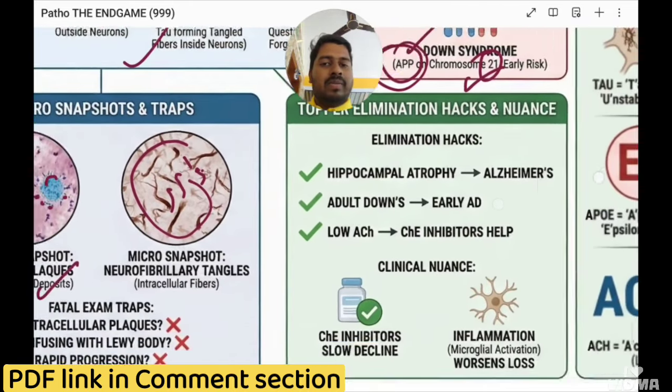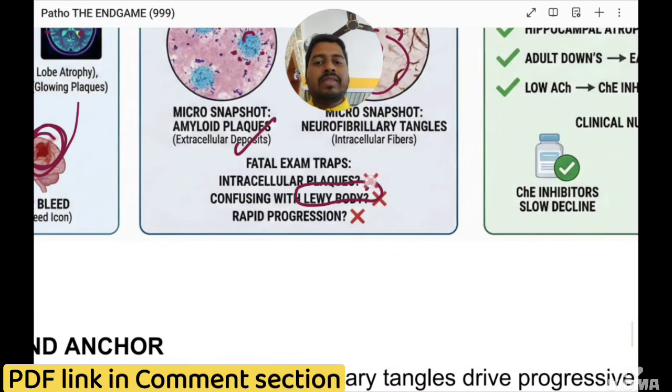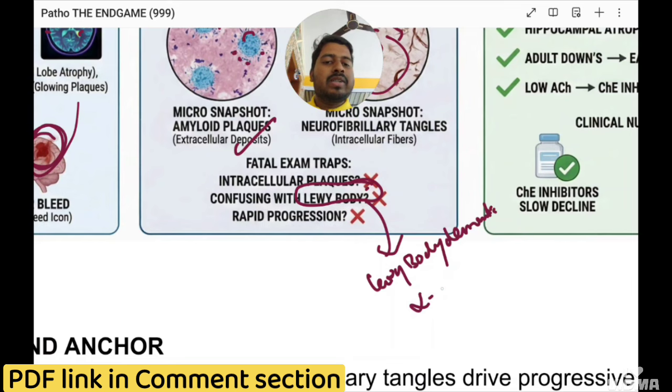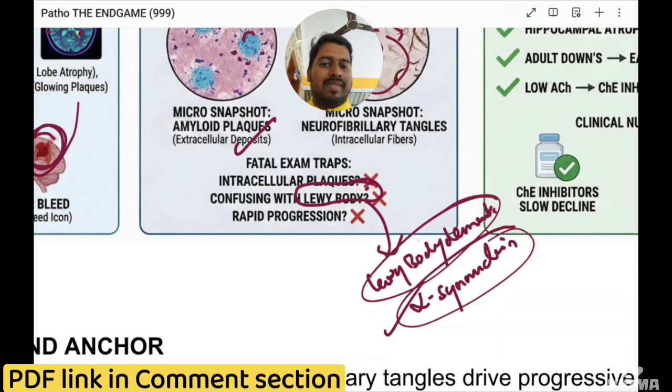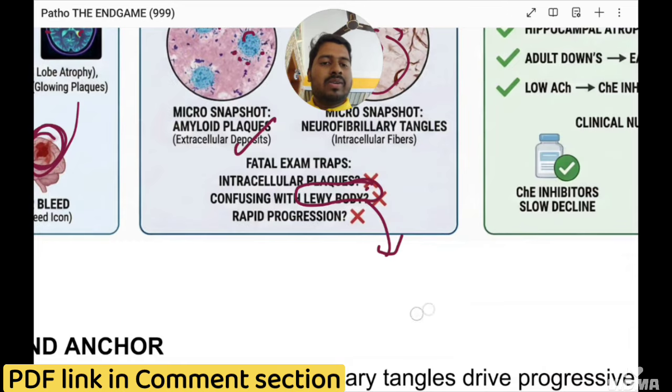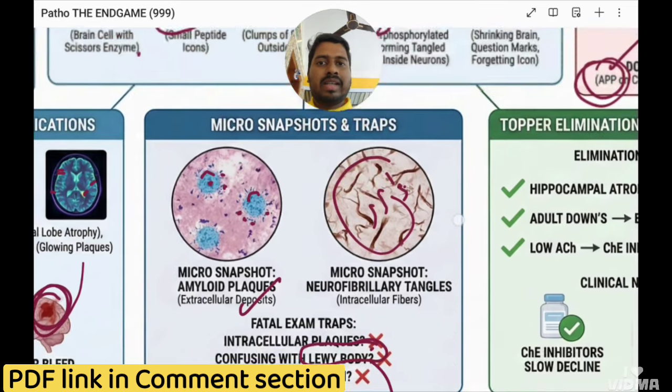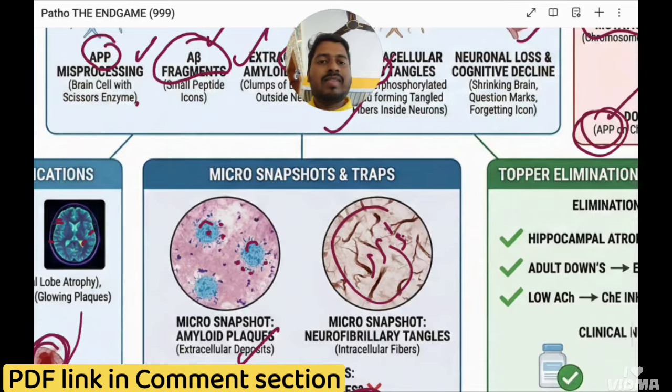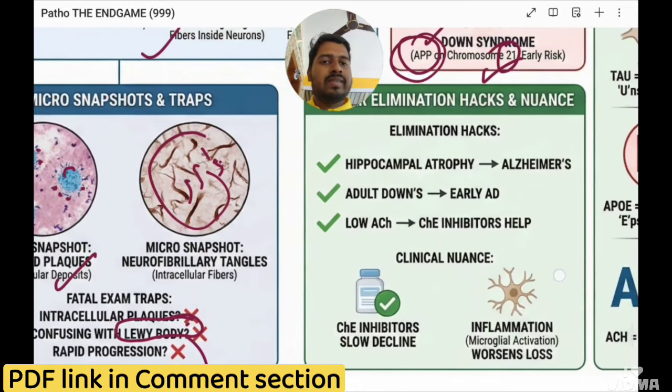Now, one important disease you shouldn't confuse it with is Lewy body disease, seen in Lewy body dementia. Here there is accumulation of alpha-synuclein. This is separate; we'll go through that also in the upcoming slides. So here also dementia occurs, but the deposition is different. In Alzheimer's it is always A beta and tau proteins. So hippocampal atrophy signifies Alzheimer's.